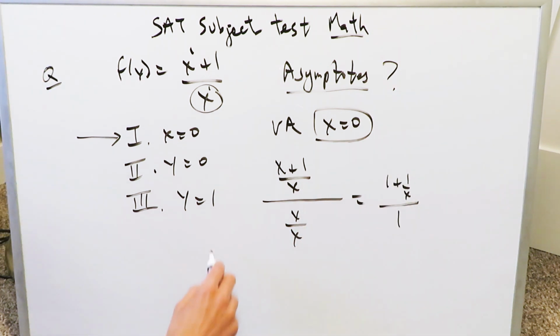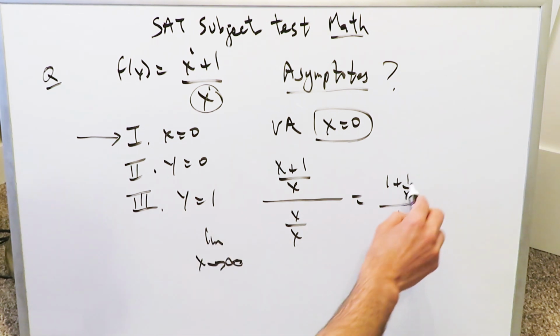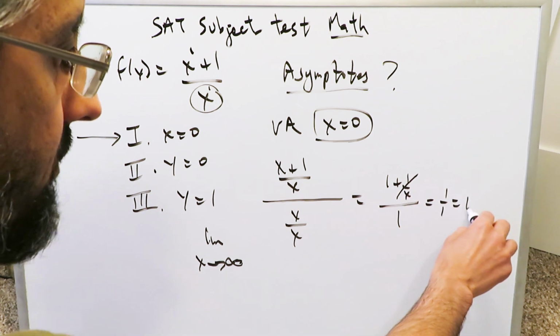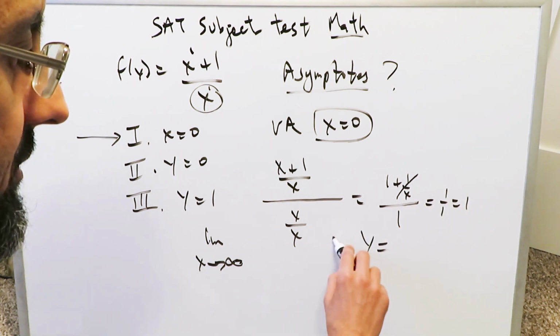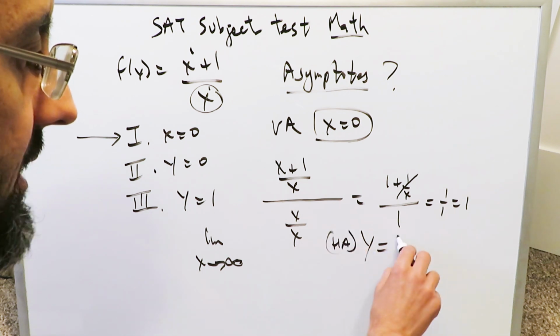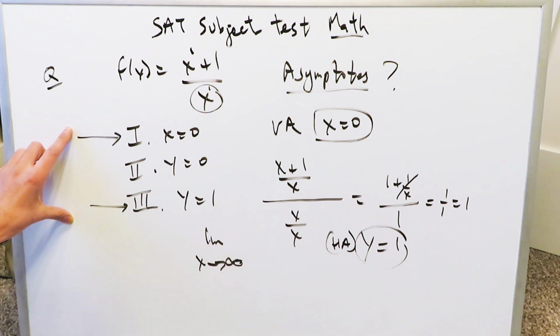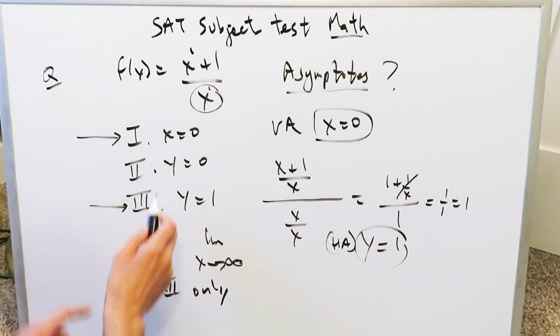have 1. Limit as x approaches infinity, what happens? This becomes 0. 1 divided by a very large number zeros out, you see 1 over 1, which is 1. And that tells you your horizontal asymptote, HA, is y equals 1. And right here, you'd have to pick the answer choice which would say 1 and 3 only. And that would be your answer for this type of question.